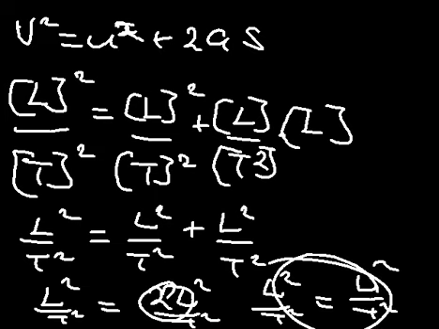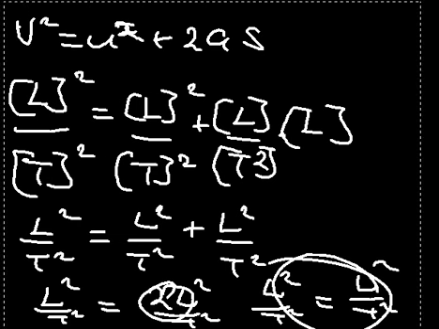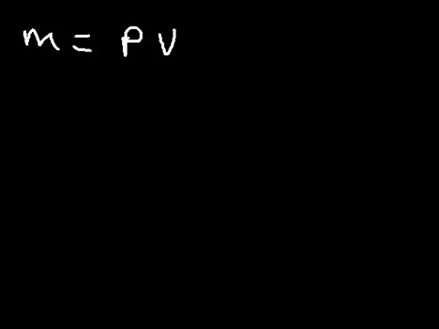Hence, the formula is dimensionally consistent, since what we have there is the same as what we have on the other side. So keep that in mind. And we have the formula which says that the mass is equal to the density times the volume. So let us see if the formula is dimensionally consistent or not.